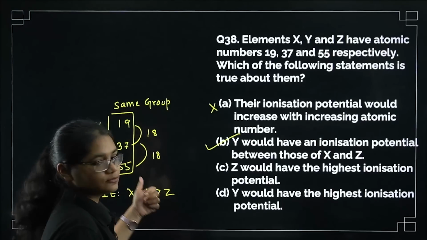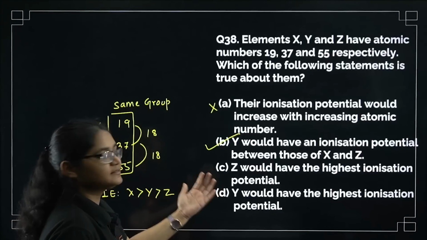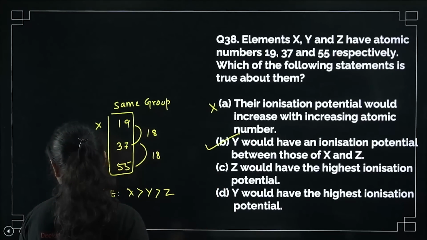Z will have the highest? No, Z will have the lowest. Y would have the highest? No, X will have the highest. So B is the correct statement.